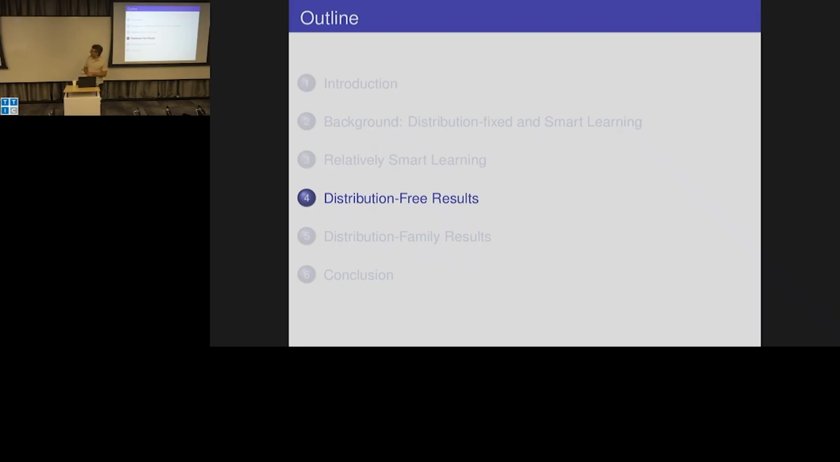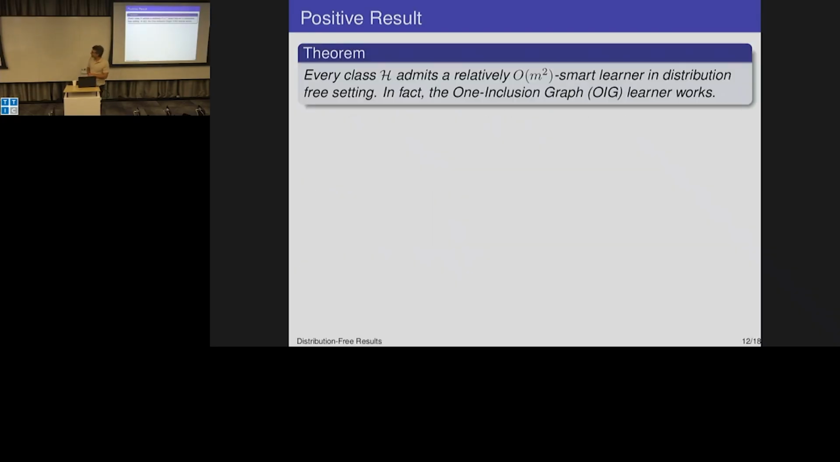Okay, so let me tell you my distribution free results. Our main result is a positive one. Every hypothesis class, whether PAC learnable or not, admits an order of m squared relatively smart learner in the distribution free setting. This is just hiding m squared over eta, basically, in this theorem statement. And not just any learner does this, but for those of you who do learning theory, you'll recognize the one inclusion graph learner, which actually achieves this.